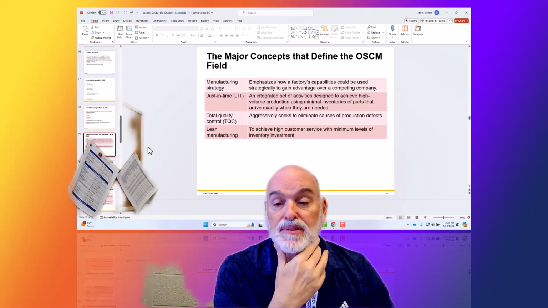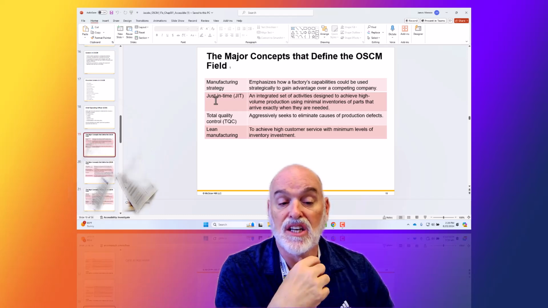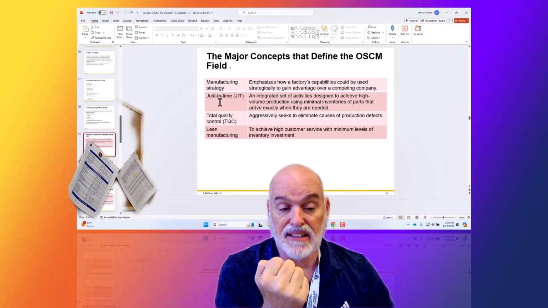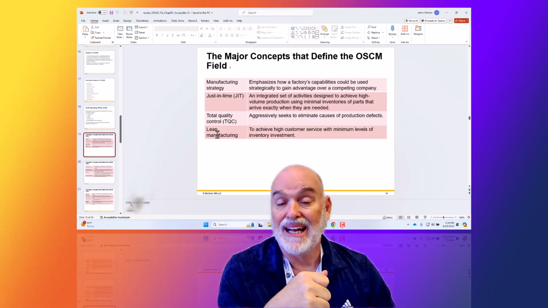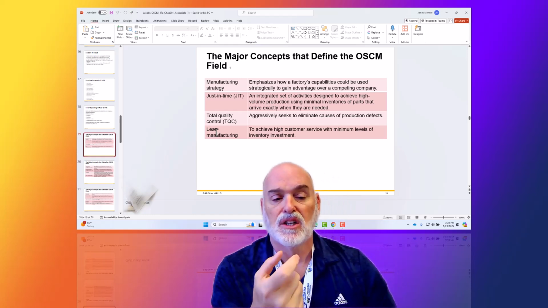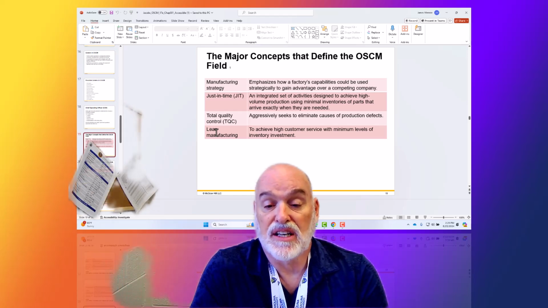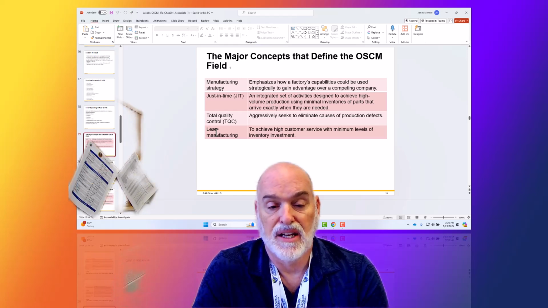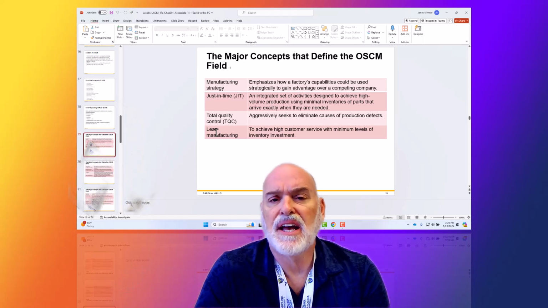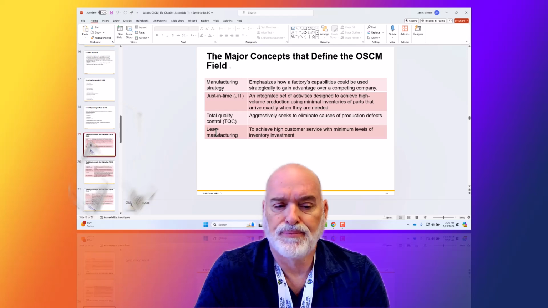The major concepts that define the OSCM field: you have the manufacturing strategy, just-in-time or JIT, the acronym, TQC or total quality control, and lean manufacturing. What do these mean? Well, let's take a look at manufacturing strategy. Manufacturing strategy emphasizes how a factory's capabilities could be used strategically to gain advantage over a competing company. How can a company do that? Again, this is the kind of question that we'll answer in class, and hopefully someone will bring that up.